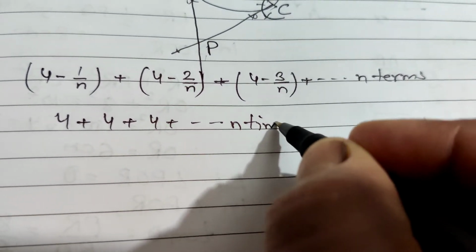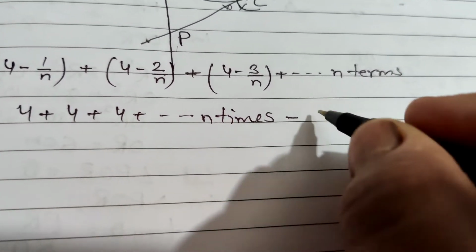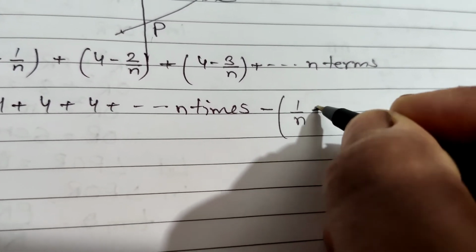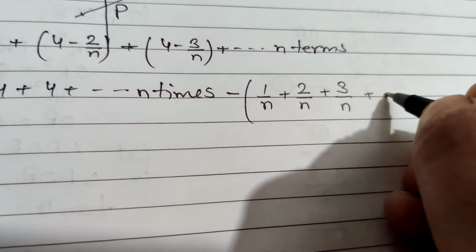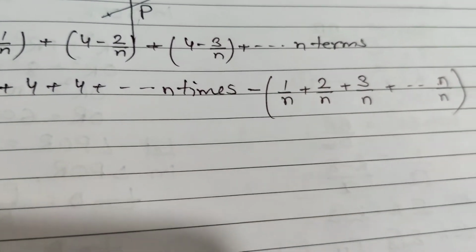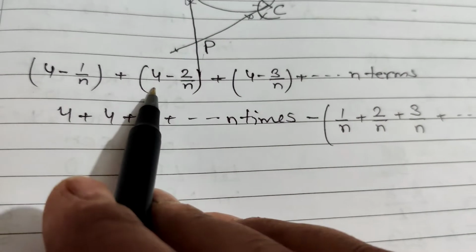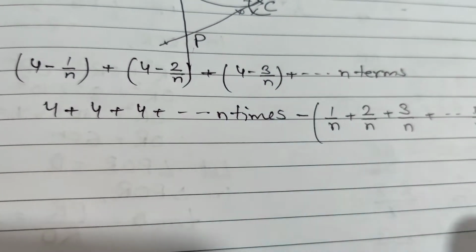That is n times, n terms, so n times 4. Now minus, take common 1 by n, plus 2 by n, plus 3 by n, up to n by n, n terms. Okay. We have broken the series into two parts: 4, 4, 4 and minus, taking common 1 by n plus 2 by n and 3 by n and so on.